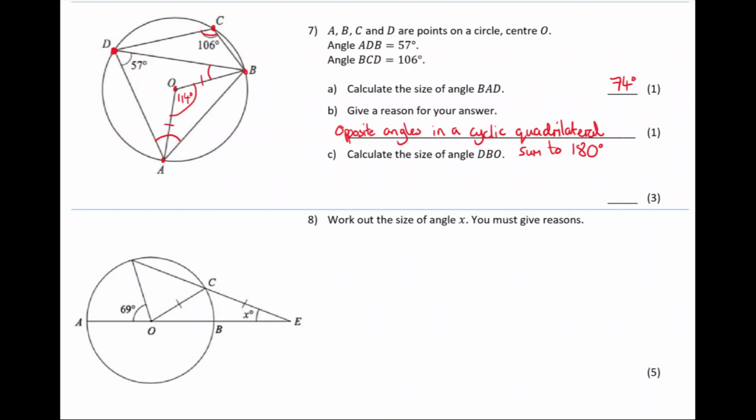And this is an isosceles triangle, triangle AOB. So 114 from 180 leaves 66, so each of these must be 33.